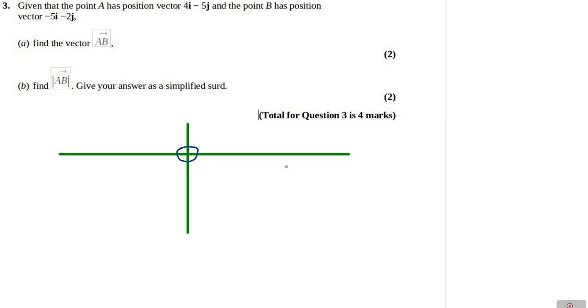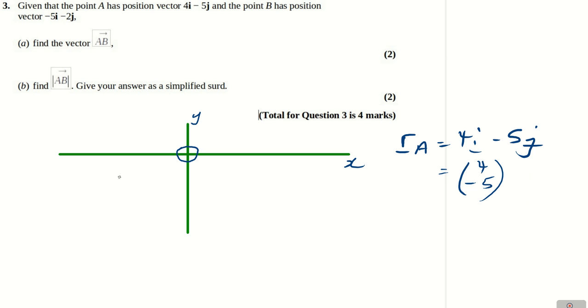Okay, so I can do a sketch of A and B. Now A's got the position vector, so I can write it as RA equals 4i minus 5j, and I can also write it as a column vector like that. And all it means is that the vector that goes from the origin goes to the point (4, -5).